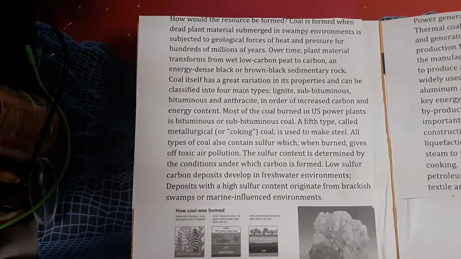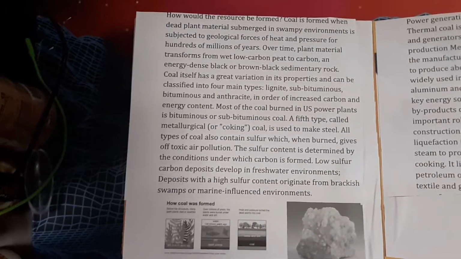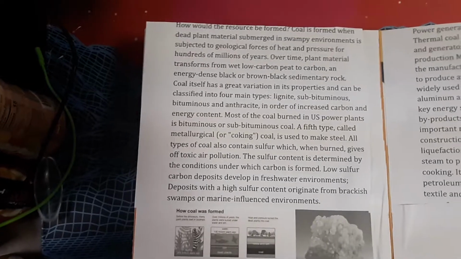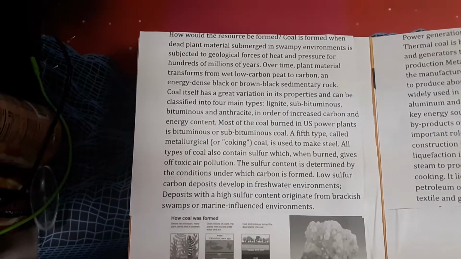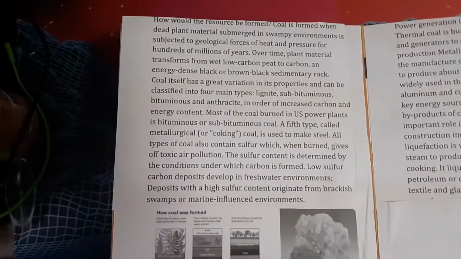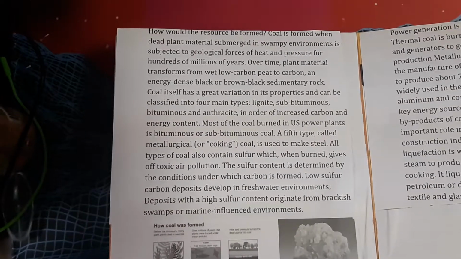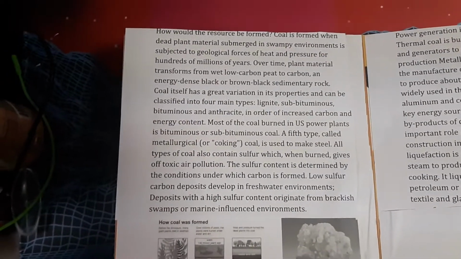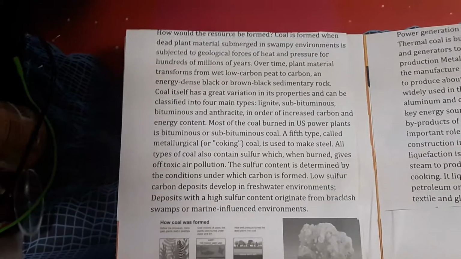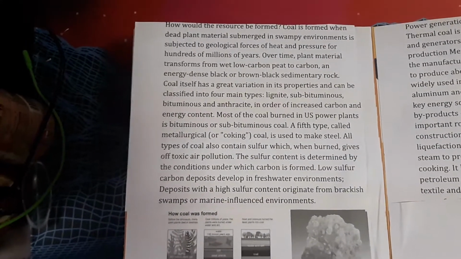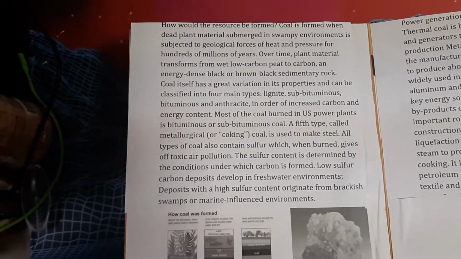So it's basically formed when dead plant material is submerged in swampy environments and subjected to heat and pressure for a long period of time. Coal itself has a great variation in its properties, and it can be classified into four main types: lignite, subbituminous, bituminous, and anthracite. These are in order of increased carbon and energy content.